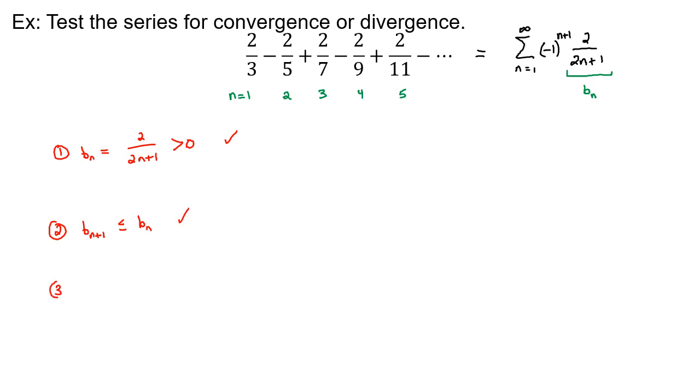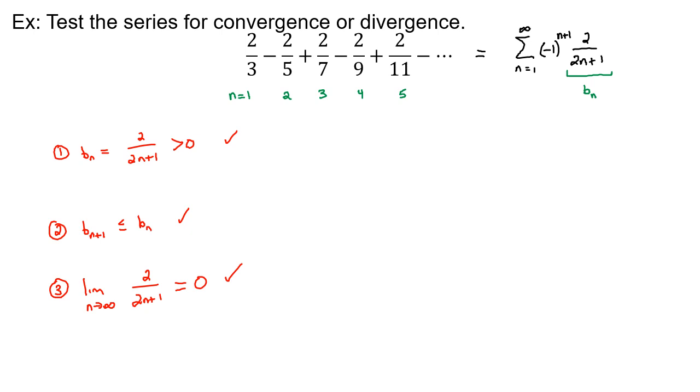And the third stipulation is that your limit, as n goes to infinity, of 2 over 2n plus 1 has to be 0. And it is. If you notice, there's more n's on the bottom than there are on top. There are no n terms on the top. So on the bottom, you just have 2n plus 1. This would eventually go to 0 as n went to infinity. Your denominator would keep getting bigger and bigger. So all three of those stipulations hold.